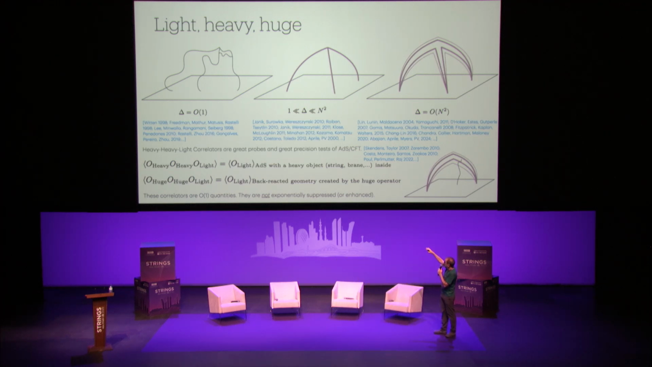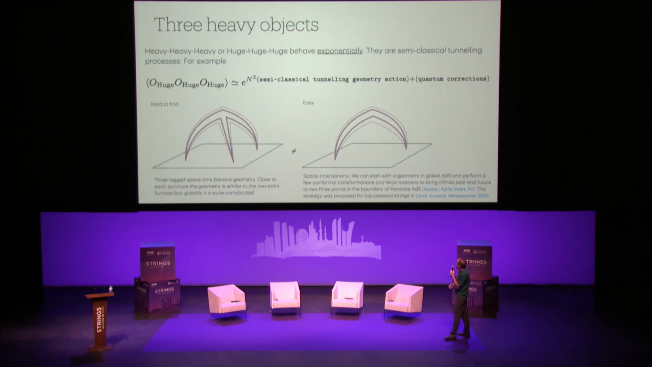These heavy-light correlators are order 1 quantities. They are not exponentially suppressed or exponentially enhanced. They are the expectation value of probes in the presence of a new geometry, or in the presence of AdS plus some classical big object that is there. I'm saying this to contrast with the case of 3 heavy objects.